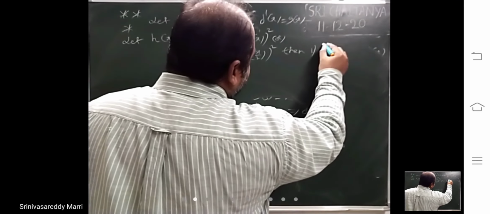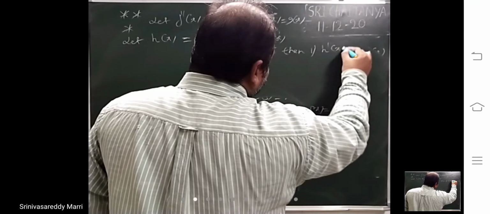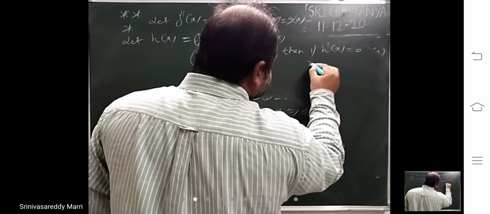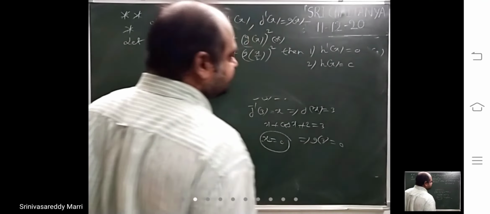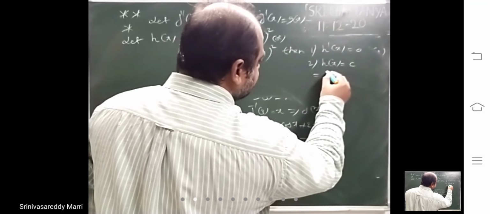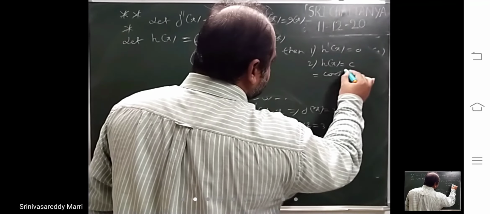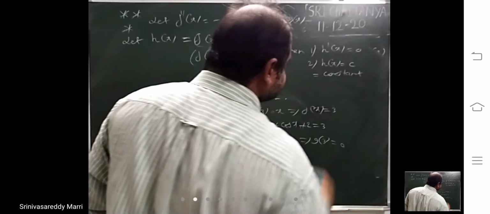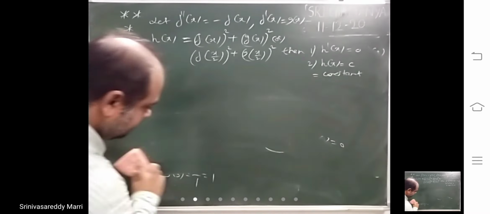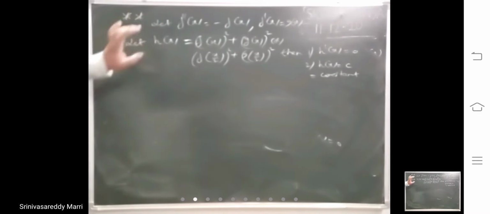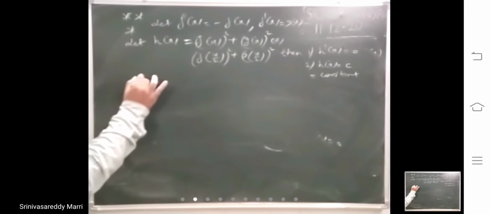Then number 1, h dash x equal to 0. That means h of x equal to constant. H of x is a constant function. Look at this, a very important model. Now let us find h dash x.